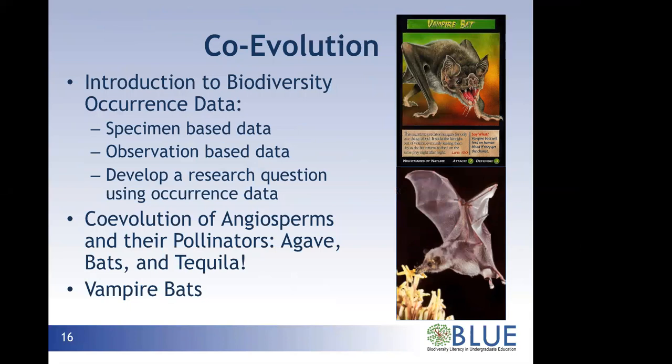But we wanted to use it using specimen-based data. And so we went into the iDigBio website. We were able to pull up information on distribution of agave and of the bats that pollinate them, start looking at specialists versus generalists, impacts of shifts in when there might be a migration event.